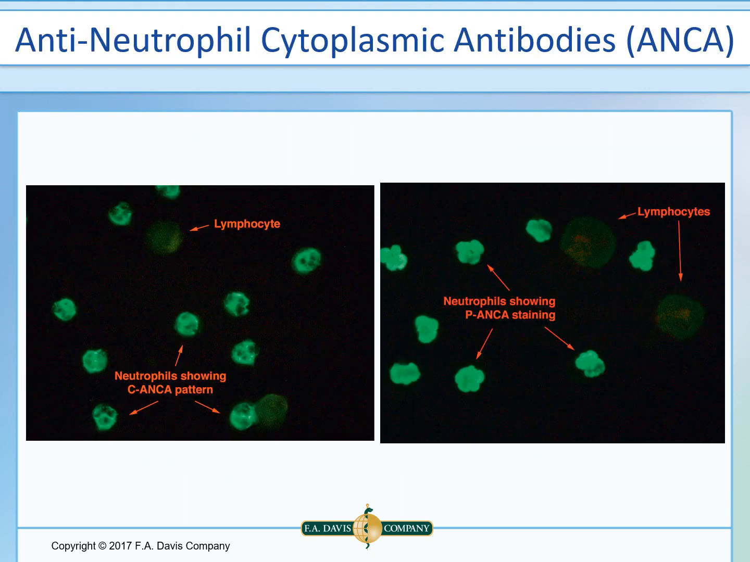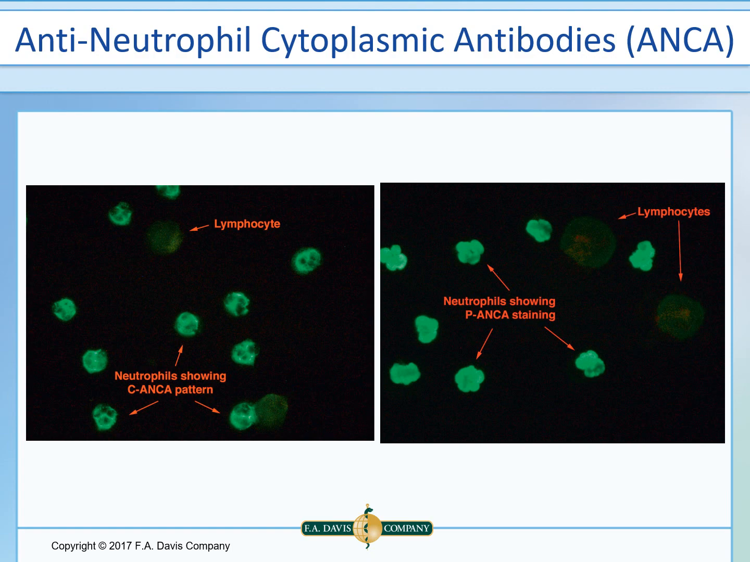In the indirect immunofluorescence assay for anti-neutrophil cytoplasmic antibodies, patient serum is incubated with a microscope slide containing ethanol-fixed leukocytes. Following a wash step, a labeled anti-IgG conjugate is added, and after a second incubation and wash, the slide can then be viewed under a fluorescent microscope for fluorescence in the neutrophils.